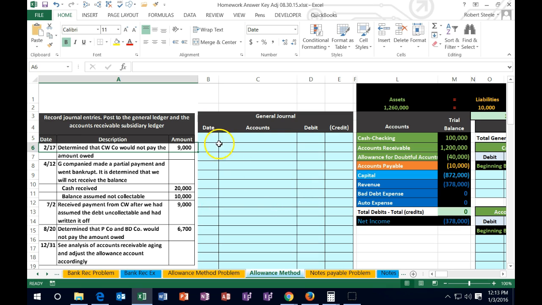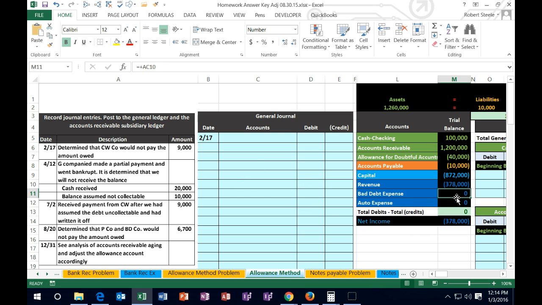Alright, so let's take a look at our first transaction, which is going to be on 2/17, which says, determine that CW company would not pay the amount owed. So we're saying that one of our customers is not going to be able to pay us. We've determined that their account will be uncollectible. So under the allowance method, then, how are we going to record that? How are we going to adjust for that?